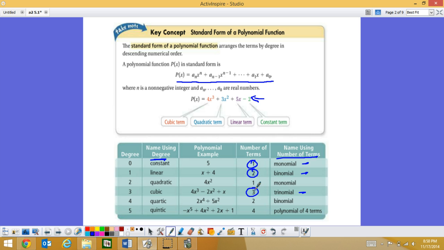We don't use special words for polynomials with more terms than that. Then we tend to say it's a polynomial of 4 terms or 5 terms or however many we have.